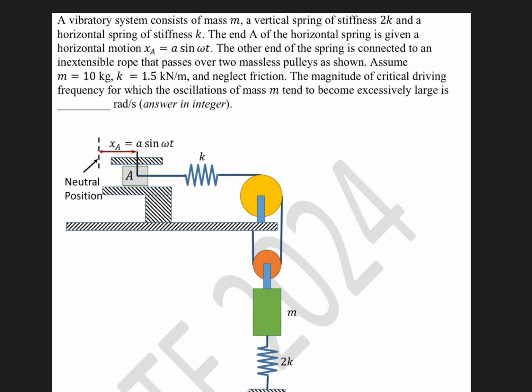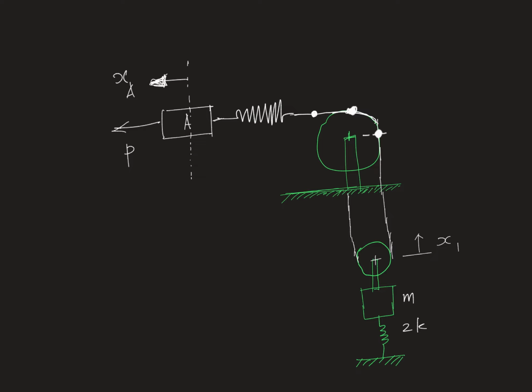Then, in the question, it is very clearly mentioned that this is an inextensible string. Then, stiffness values are given. Similarly, the mass values are also given. So, how to go about it? Before we get into the maths, let us draw the schematic and understand how the system is going to behave.